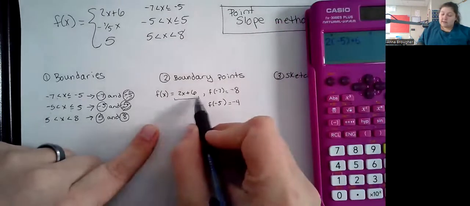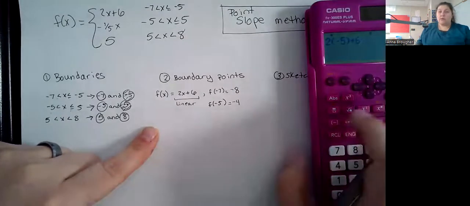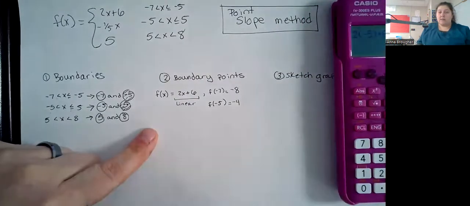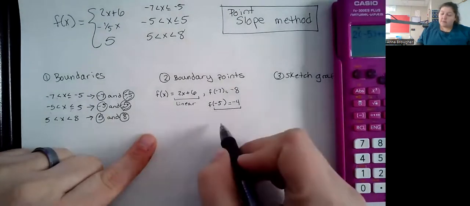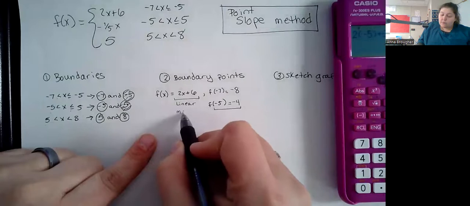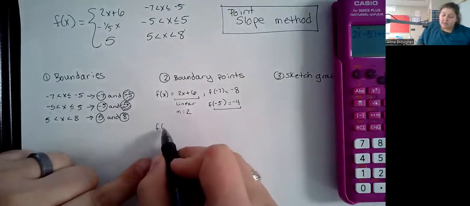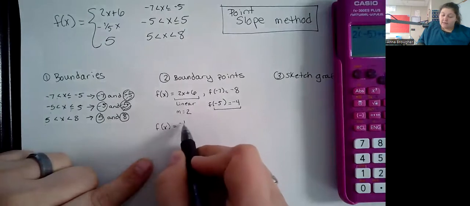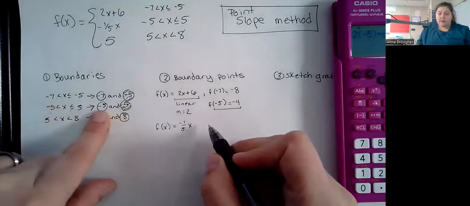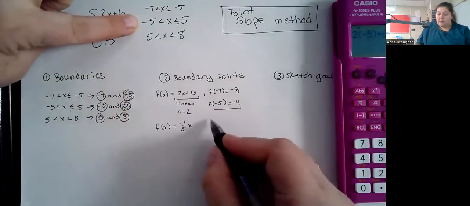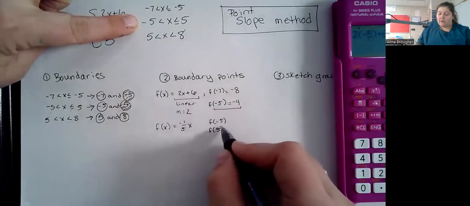This is linear, so I can use the point slope method. Here is a point. Here is a slope. Second section, f of x is -1/5 x. We need our boundaries. Our boundaries were here, -5 and 5.